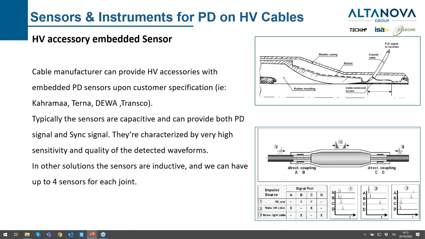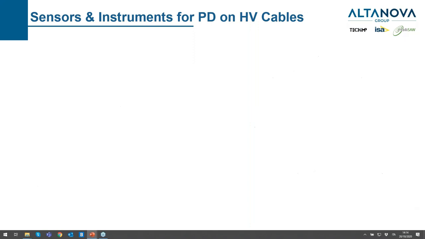In other technologies, I would say for Far East cable manufacturers, such sensors are more inductive, and we can have up to 4 sensors for each joint. We basically have an external foil of aluminum or copper wrapped around the semiconductor layer of the cable before and after the joint.